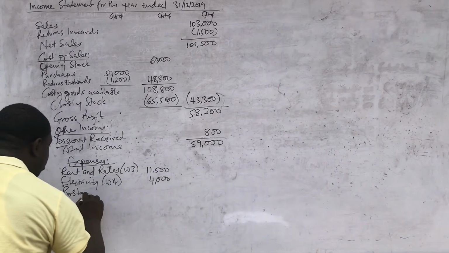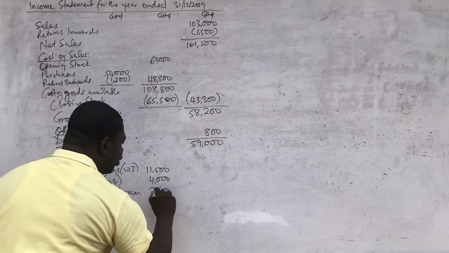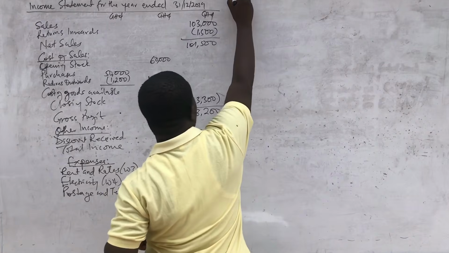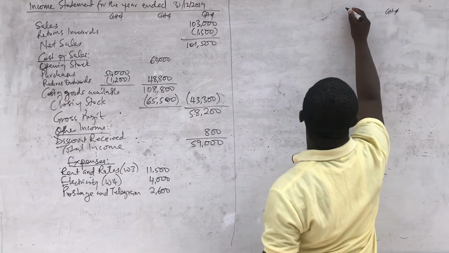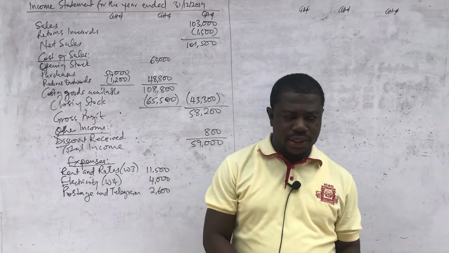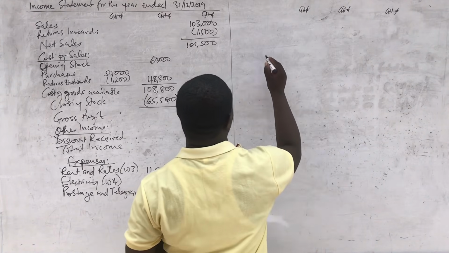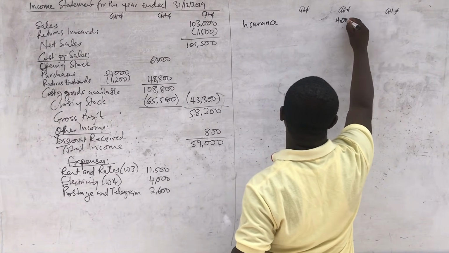So postage and telegrams, 2,600. I'm going to continue here because it's getting too much down. So let me continue from here. So after the postage and telegram, the next expense that we have there is, okay, we've already dealt with electricity. So insurance. The figure for insurance is 4,000. So insurance is 4,000 Ghana cedis.